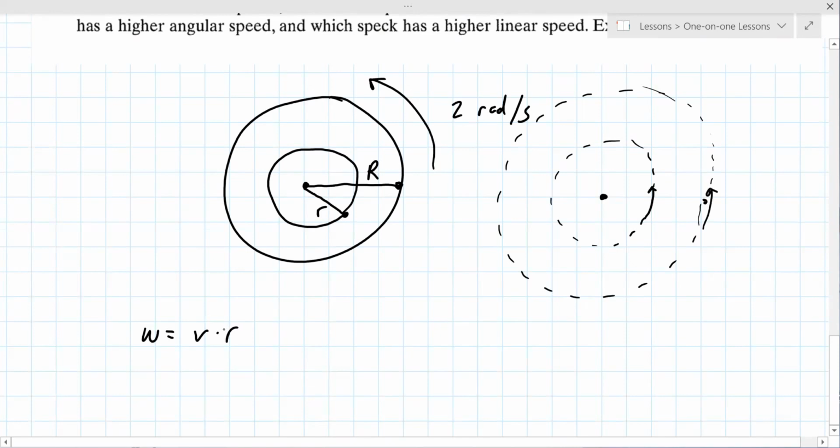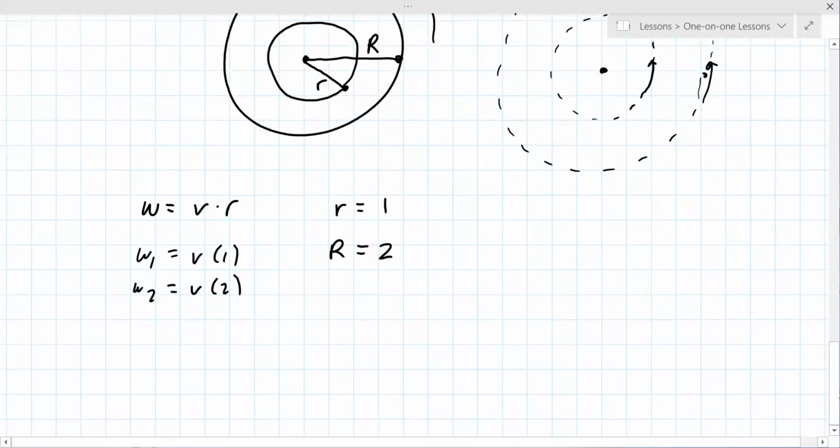The W is what they're actually asking you about here. What's different about little r and big R besides the size of the letter? Big R might be 2, while little r is 1. So if V is the same in both, which is going to have the higher W? W2. So the speck of dirt that is further from the center has a higher angular speed.